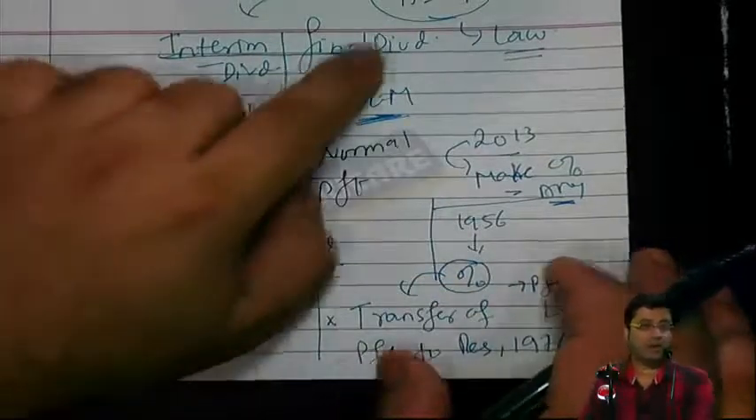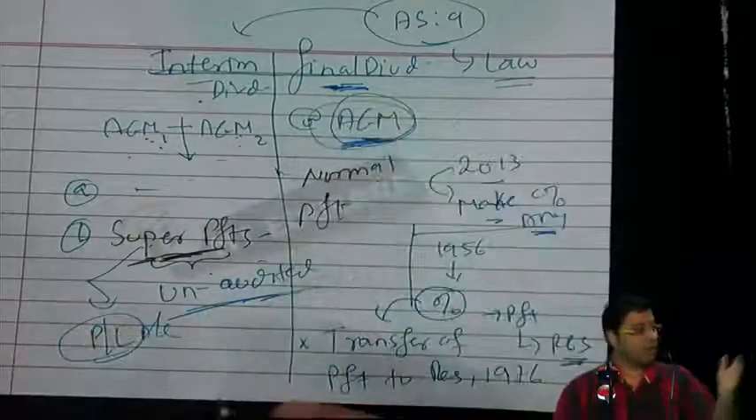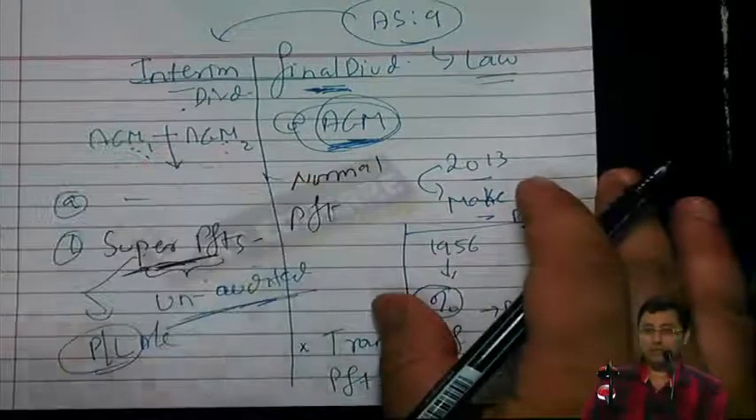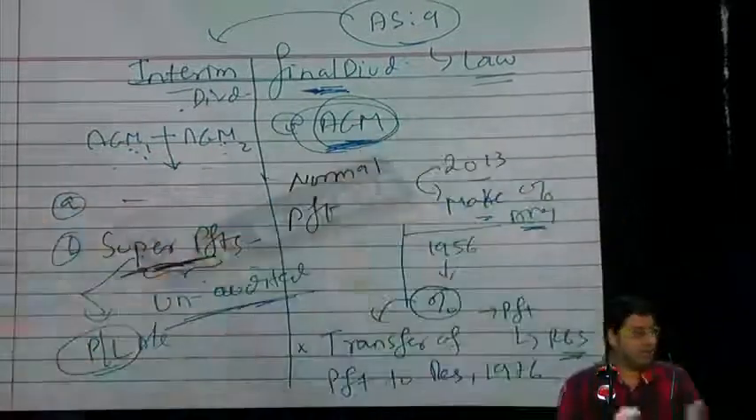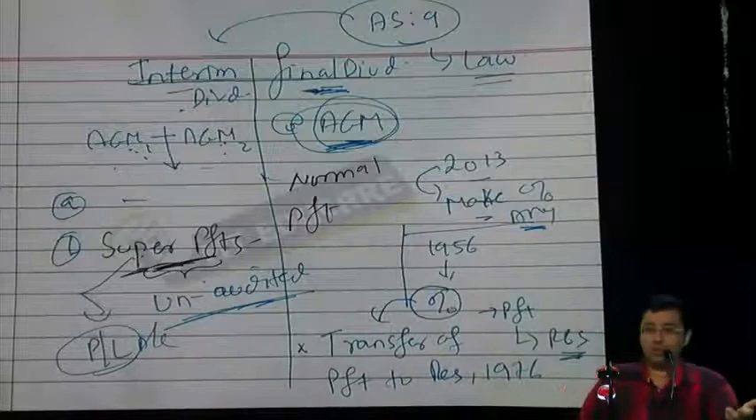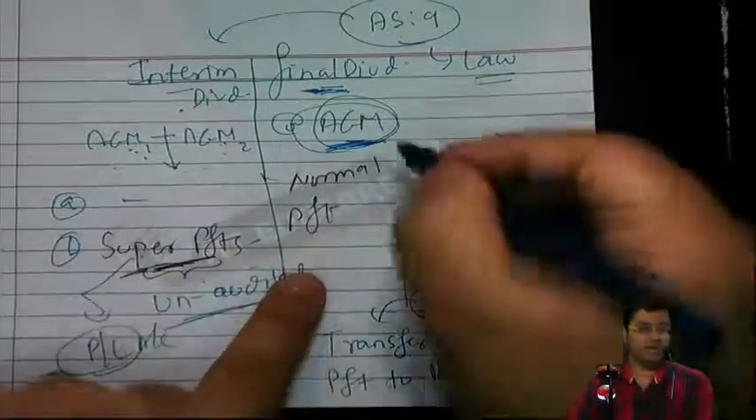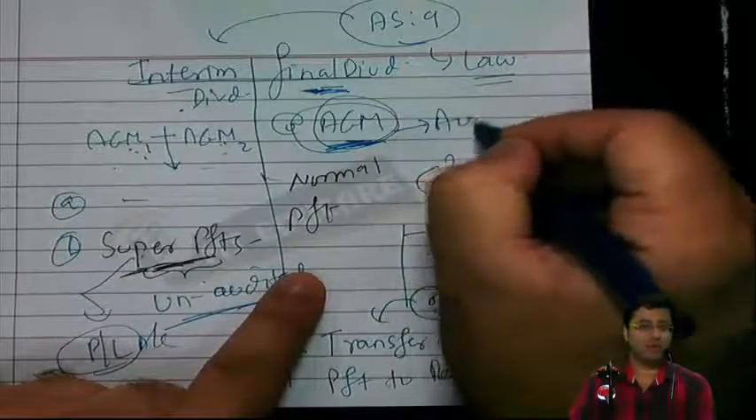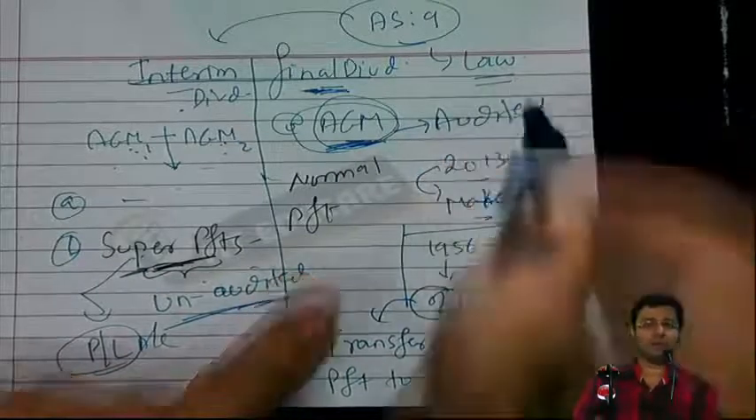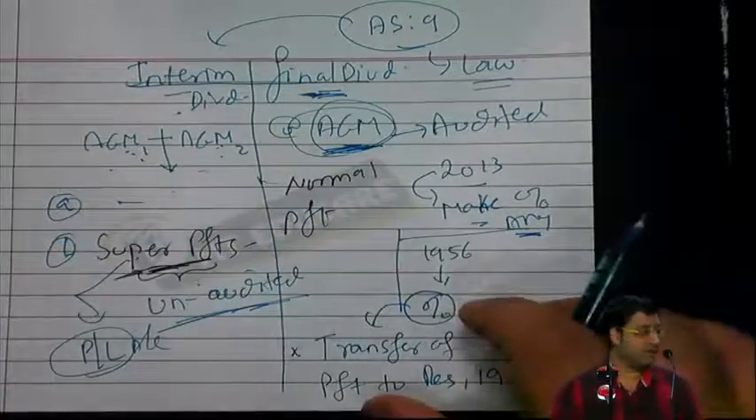However, you cannot do this if you are giving final dividend at the AGM. We all know that when the shareholder comes to the AGM, that shareholder will always get the audited annual report along with him. He will ask queries to the board of directors. So final dividend is always given out of audited profit and loss account only. You can never give final dividend out of unaudited profit and loss account.